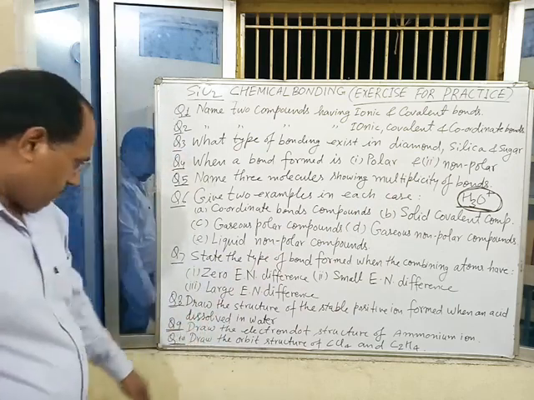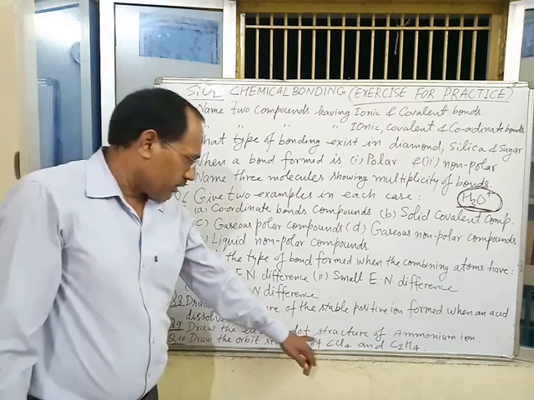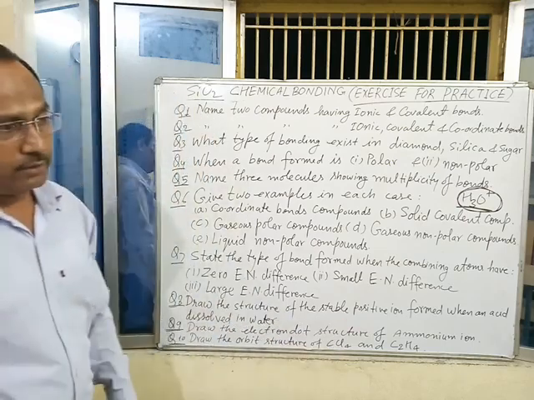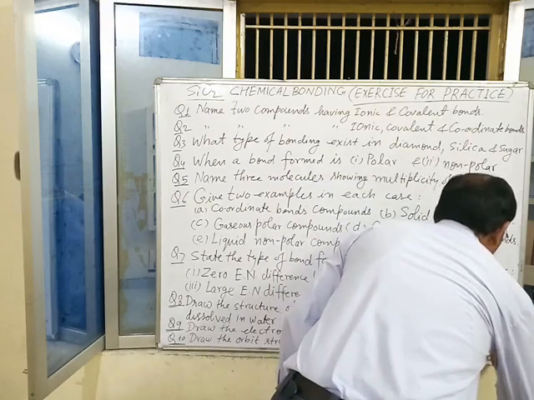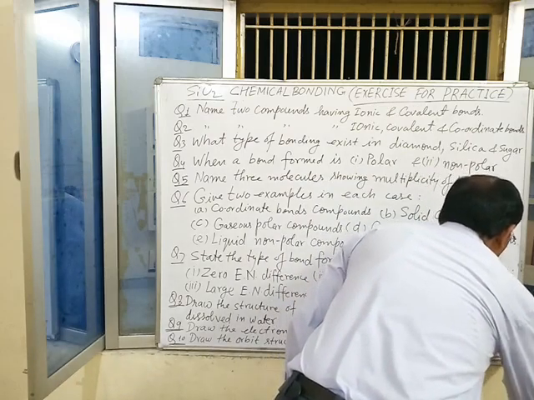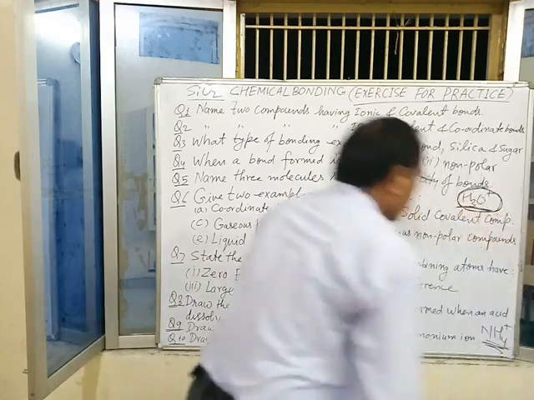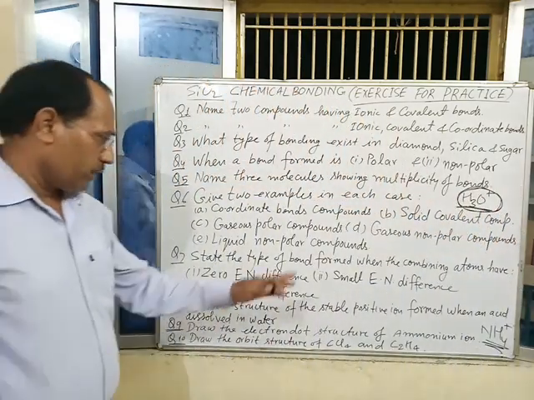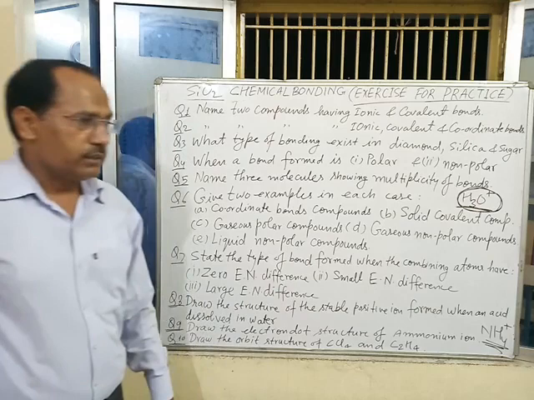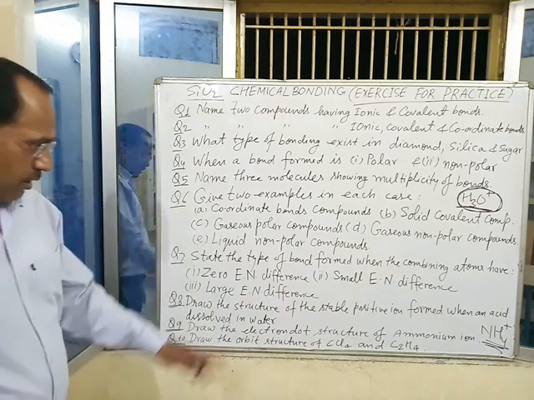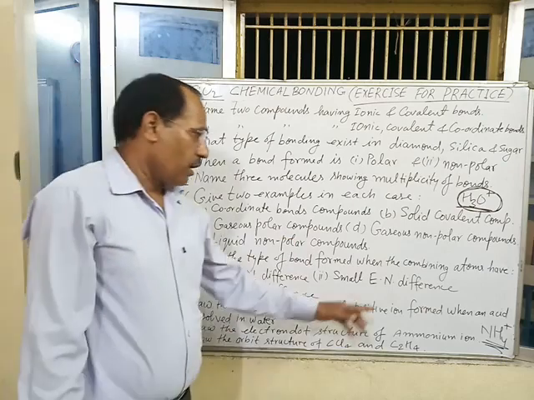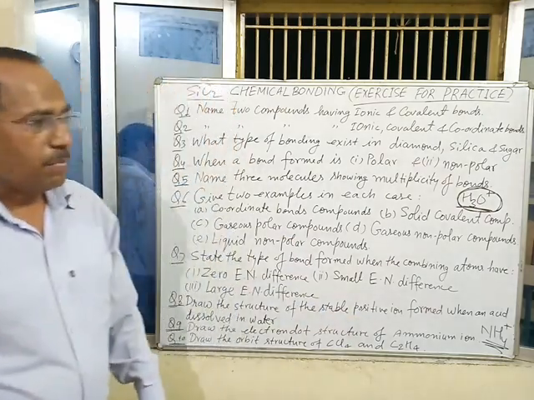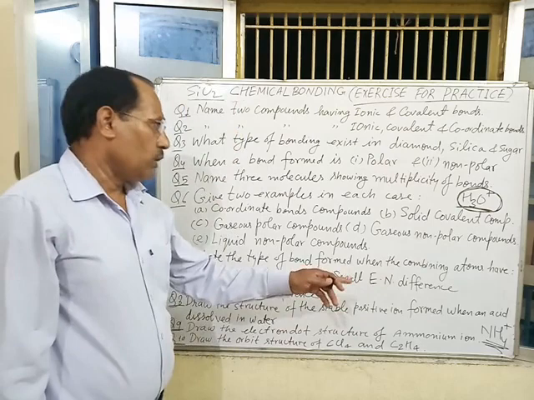Question number 9. Draw the electron dot structure of ammonium ion. What is the chemical formula of ammonium ion? NH4 plus. NH4 plus ion is ammonium ion. You have to draw the electron dot structure as well as bond structure for ammonium ion. And also indicate the number of lone pairs and bond pairs in ammonium ion and hydronium ion.